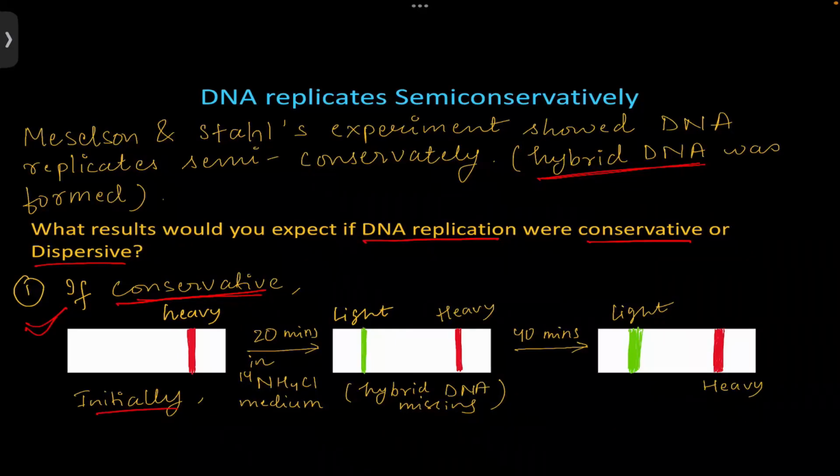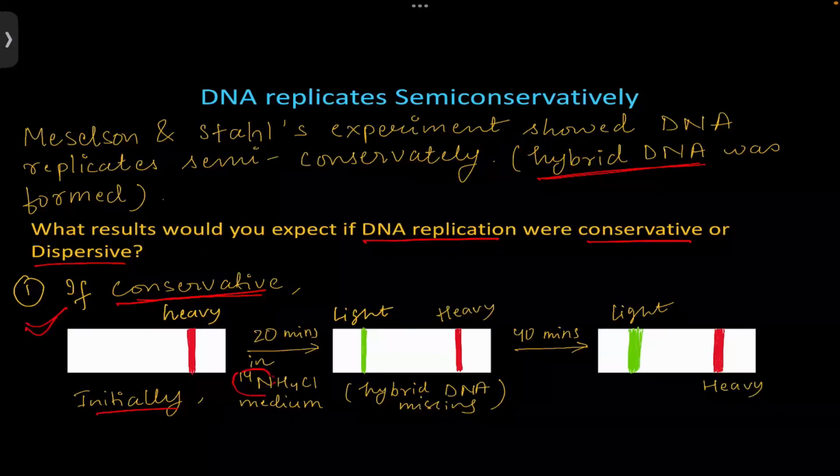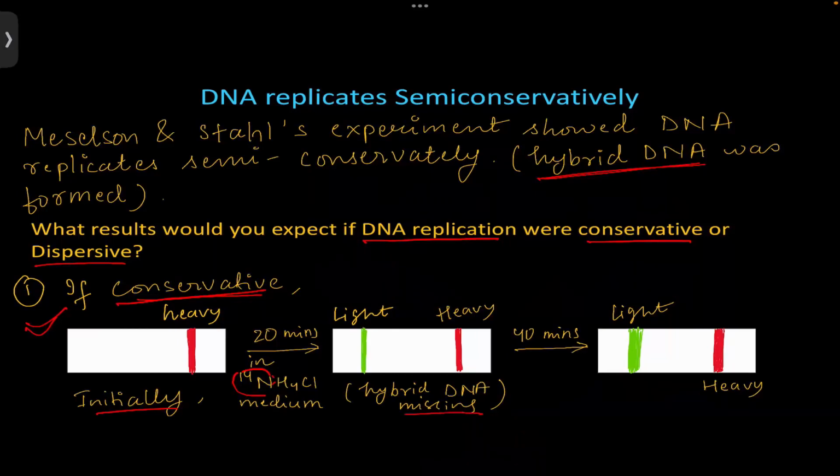Initially, when E. coli was grown in media containing N15 isotope, all the DNA molecules will be heavy, right? They will contain only N15 isotope. Now, after 20 minutes in media containing N14 isotope, what would happen? We won't see any hybrid DNA molecules, meaning we won't see any band corresponding to DNA molecules containing both N14 and N15. Rather, we will see one band for DNA molecules containing N14 isotope and one band for DNA molecules containing N15 isotope.